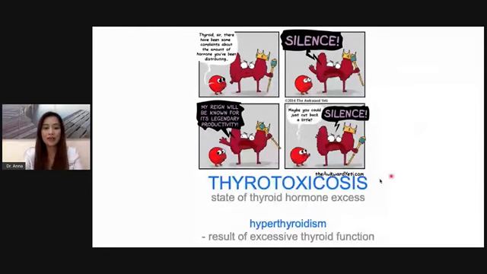In hyperthyroidism, we have king thyroid, and he's producing too much and the body is already complaining, and the TSH is telling it to cut back a little, but he's not listening and he wants to produce more thyroid hormone, and this can result in thyrotoxicosis.